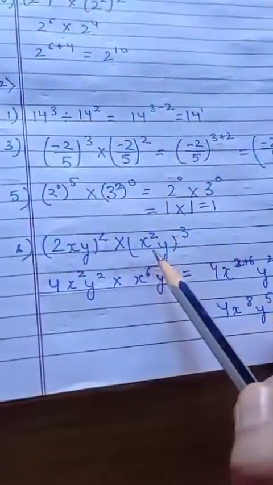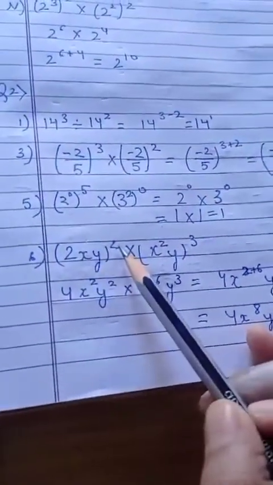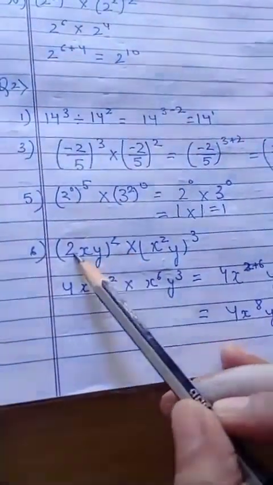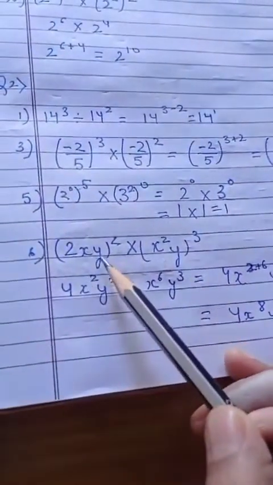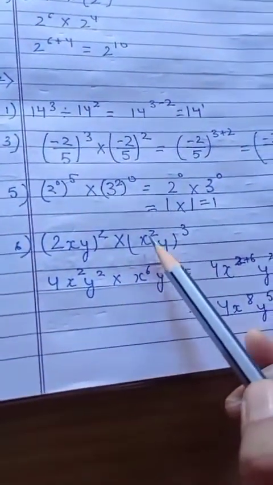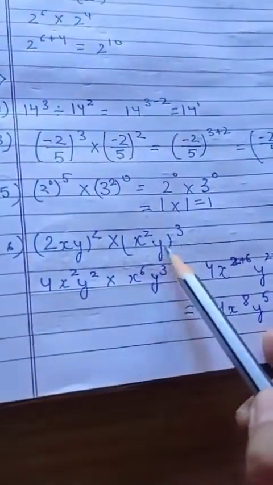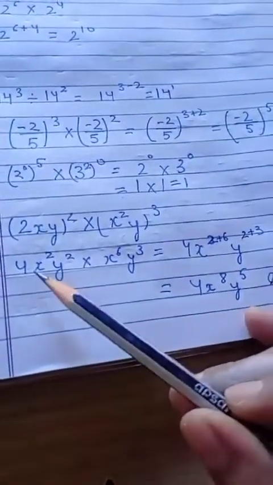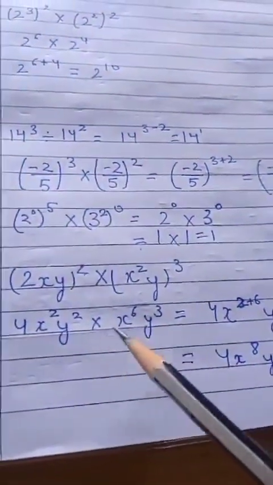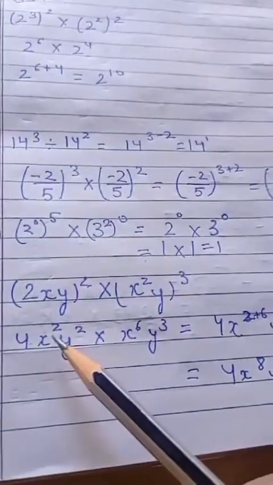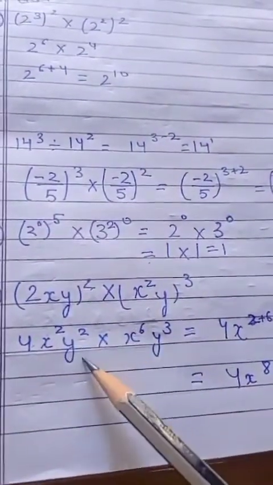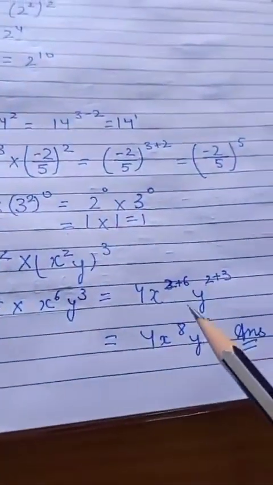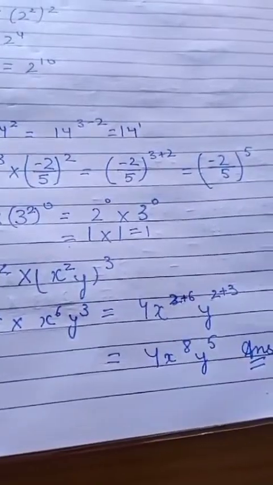Children, in this case, bases are not same. So we'll expand it. The meaning of this power is that it is the power of 2 on x and y also. So let's separate: 2 power 2 is 4, x square, then y square into x raised to the power 2, 3 twos are 6 and y power 3. Now, 4 is a constant. Let's write over here: x power 2 into x power 6. Bases are same and they multiply each other. So x power 2 plus 6 will become 8. And y power 2 plus 3 will become 5. So this will be the answer.